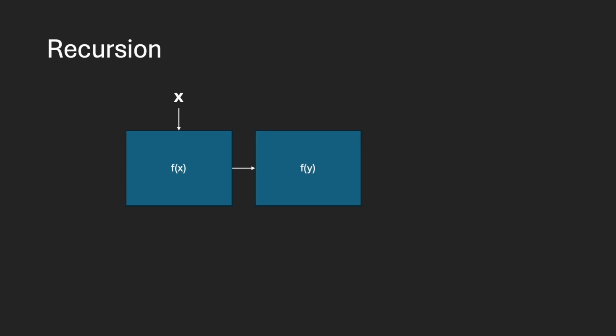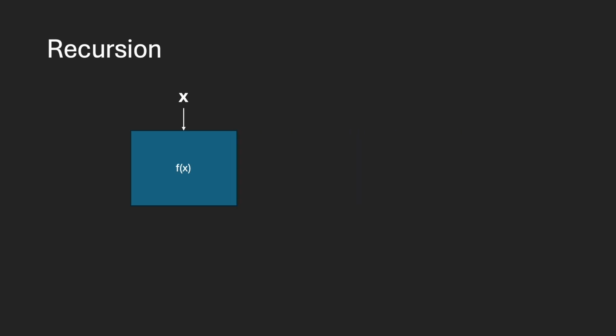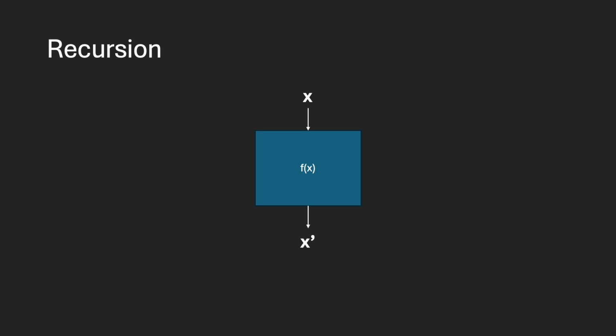Let's start by talking about what recursion is. Recursion is when a function, like our function f, takes in an input and then calls itself on another value. And it keeps calling itself until it reaches a base case, after which it collapses and finally yields an output value.